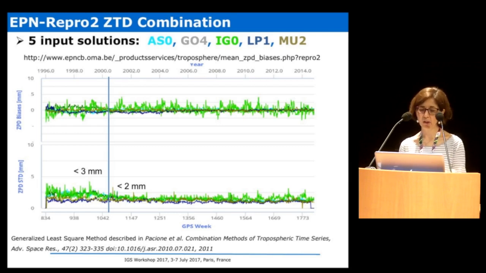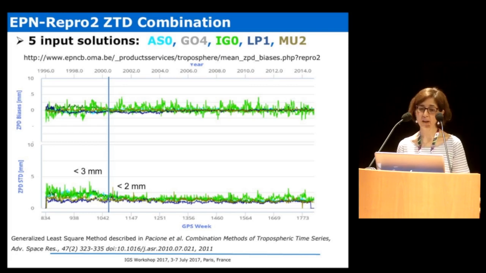We ran the combination, and you see here the agreement of each contributing solution with respect to the combination. In the upper part there is the bias, and in the lower part there is the standard deviation. In the first period, before March 2000, the agreement in terms of bias is less than 3 millimeters. Thereafter it was less than 2 millimeters.